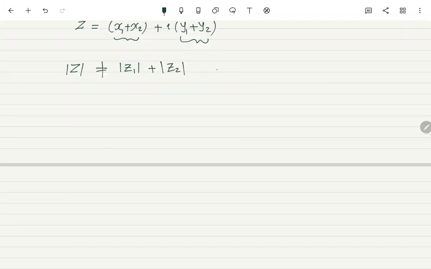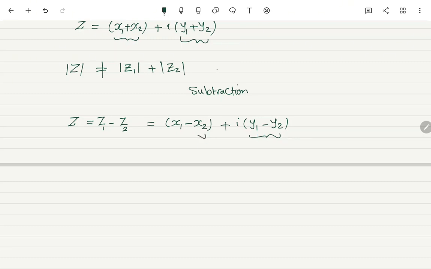In subtraction, we follow the same procedure as addition. So if we would like to subtract z1 minus z2, in this case we subtract real from real and imaginary from imaginary. We never mix real with imaginary upon adding or subtracting. In this case, it's equal to x1 minus x2 plus i times y1 minus y2. This is the imaginary part and this is the real part.